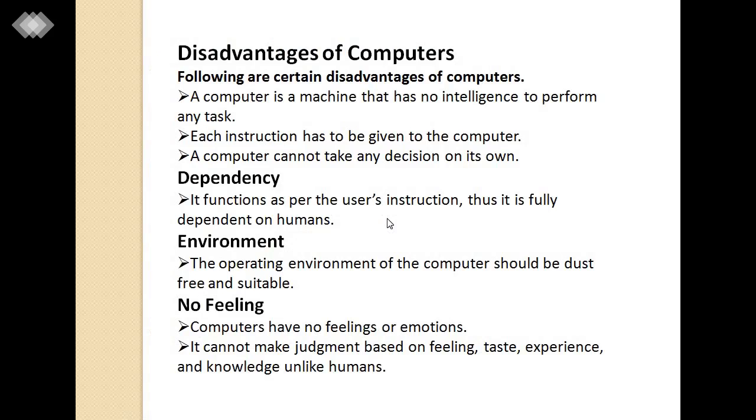Now next is the disadvantages of computer. A computer is a machine that has no intelligence to perform any task. So each instruction has to be given to the computer and computer cannot take any decision on its own. So first disadvantage is the dependency. It functions as per the user's instruction, thus it is fully dependent on humans.